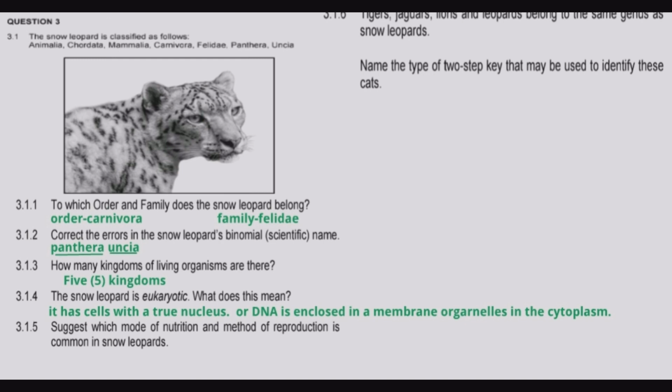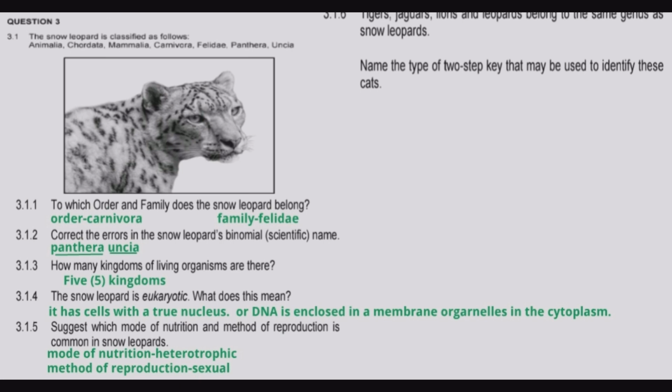Otherwise, we go to question number 3.1.5. Suggest which mode of nutrition and method of reproduction is common in snow leopards. Suggest which mode of nutrition and method of reproduction is common in snow leopards. Okay, so the answer to this question: the mode of nutrition is heterotrophic. It is heterotrophic. Okay, the method of reproduction is sexual.